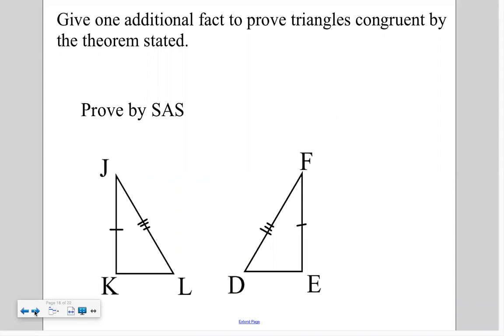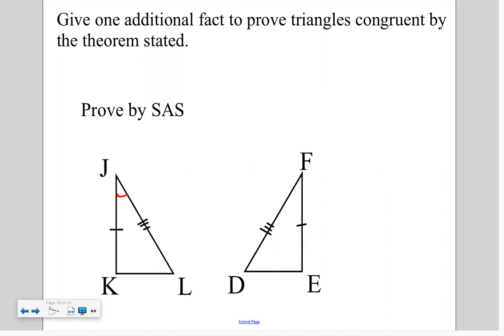All right, give one additional fact to prove the triangles are congruent by the theorem stated. So we want to prove that these are congruent using side angle side. So it looks like we're missing the angle. Now we got to be careful about which angle, but here's the one fact that we could prove.